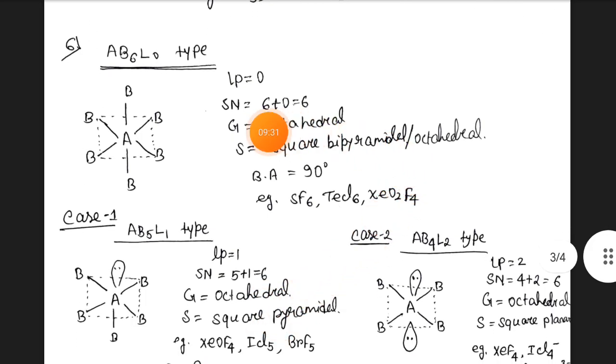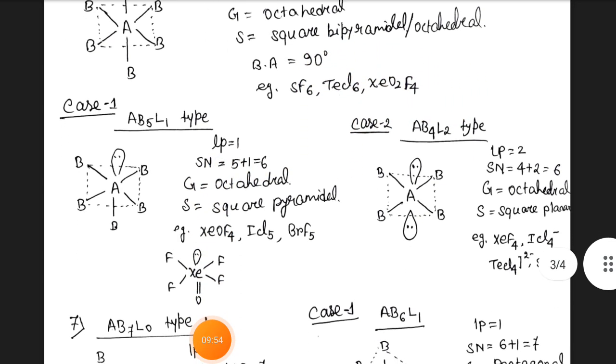Next, AB6L0 type, that is here lone pair is 0, steric number 6 plus 0 is equal to 6. Geometry is equal to octahedral. Steric number 6, geometry octahedral, but shape is square bipyramidal or octahedral. Bond angle is 90 degree, and examples are SF6, TeCl6, XeO2F4, etc.